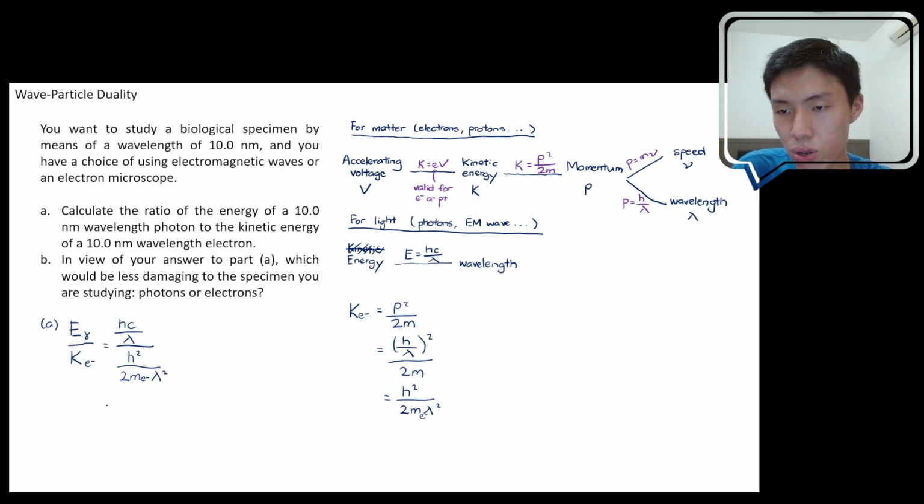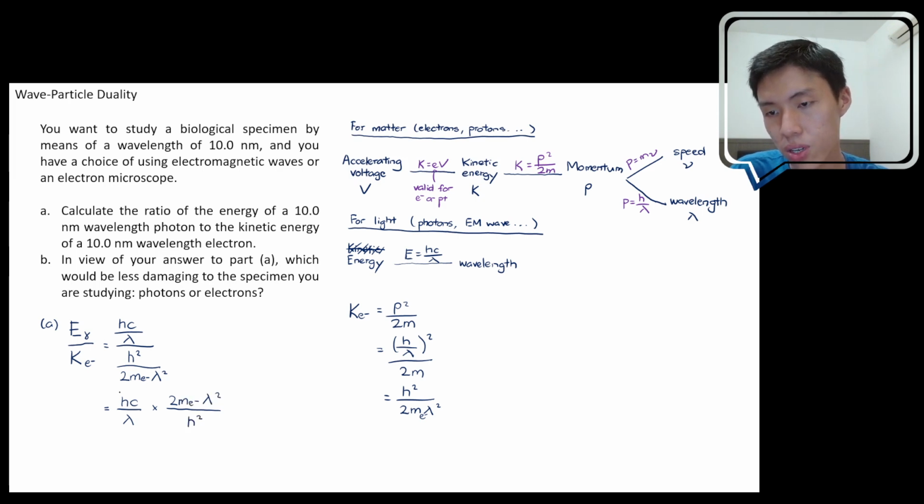Okay, so I think it's okay to manipulate the equation a little bit, cross out things that are similar to each other. So hc over lambda multiplied by 2 mass of electron lambda squared divided by h squared. So you can see that the h here can cancel, the lambda here can cancel. So you can get the equation of 2 mass of electron multiplied by c multiplied by lambda divided by h.